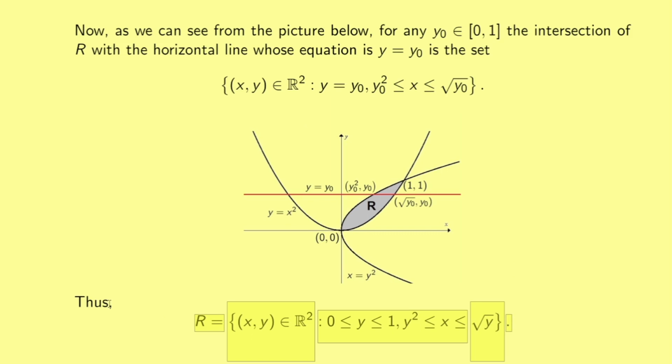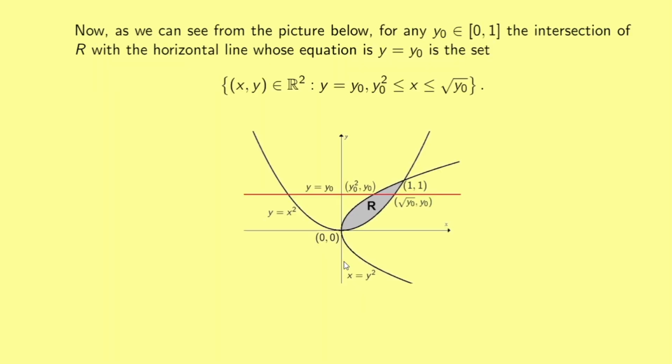So we can express R as the set of points in R2 where y is greater or equal than 0 and less or equal than 1, and x ranges from y squared to the square root of y. So this is the description of the region. Now we are ready to integrate. From now on, we only make calculations.